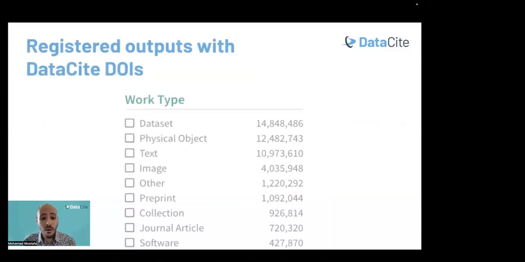This is an example of the different work types that are registered with DataCite DOIs. This is from our own DataCite registry. And as we can see, we have almost 15 million datasets, 12 million physical objects, 4 million images, 1 million preprints. So all this wide range of resources are registered through the 1,400 research organizations that we collaborate and work with.